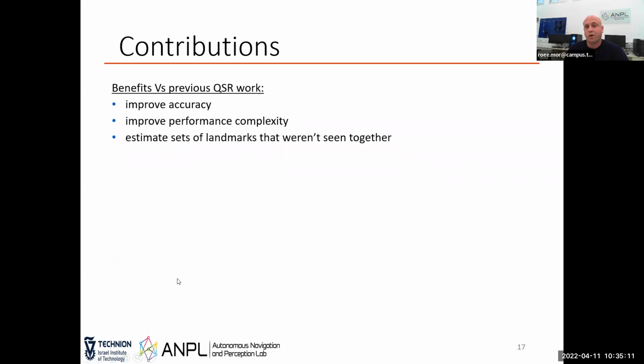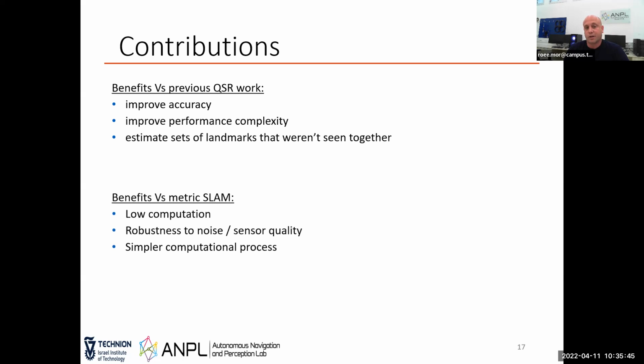The benefits we actually did achieve in this research, if you compare it to state-of-the-art qualitative spatial reasoning, we improve accuracy as well as running time, just because we use other types of measurements in SLAM. And we also show how to estimate sets of landmarks that were never seen together, were never actually measured by the camera, which is an important step for active planning.